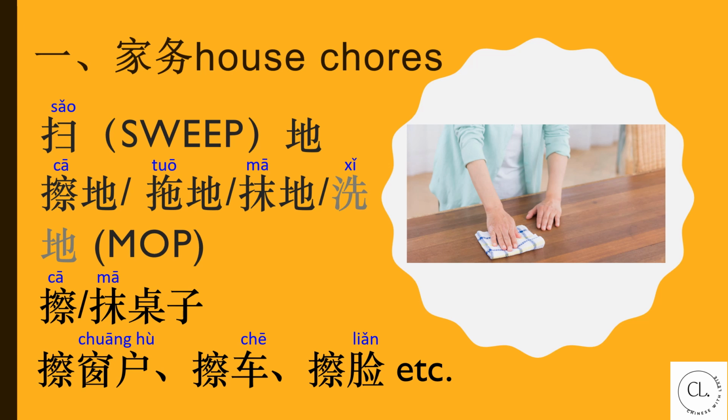So except 桌子, like the table, what other objects can be connected with 擦呢? So we can say 擦窗户. It has a surface, right? 擦车, a car. 擦脸. The face is also a surface, right? So we can also use 擦脸. It means to dry your face. Okay, let's move on to the next one.